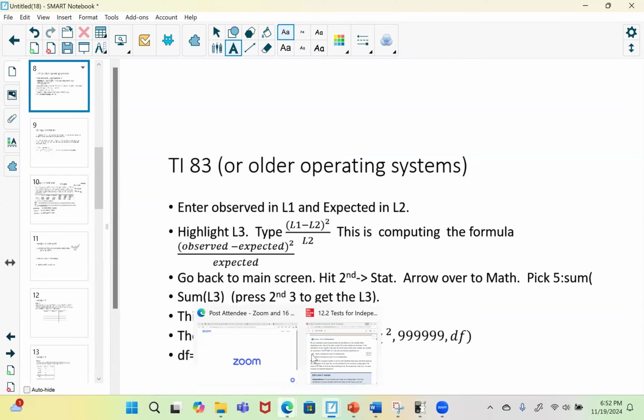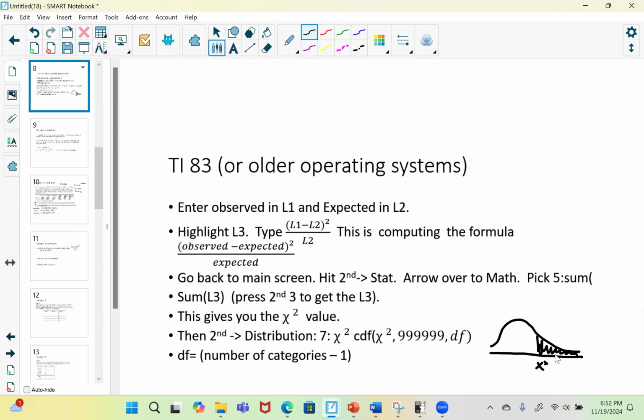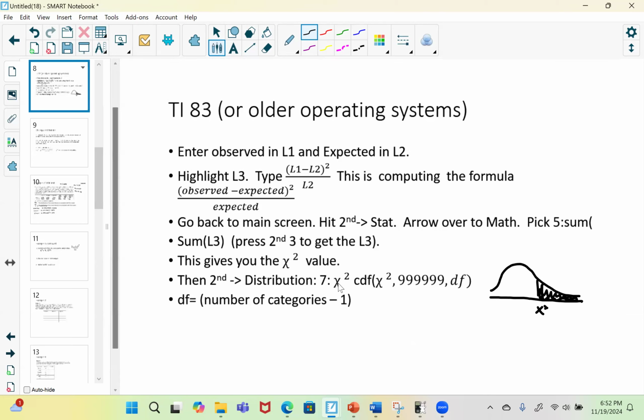We then have to find the p-value, right? The p-value is the probability under the curve of getting a value higher than my chi-squared value on the chi-squared curve. It should be a little bit more skewed, right? So it's the probability of getting that value or higher. It's very similar to the normal CDF, but we use chi-squared CDF. We do lower bound, which is whatever the chi-squared value is, comma, and it doesn't have an upper bound, so we use 6 nines.